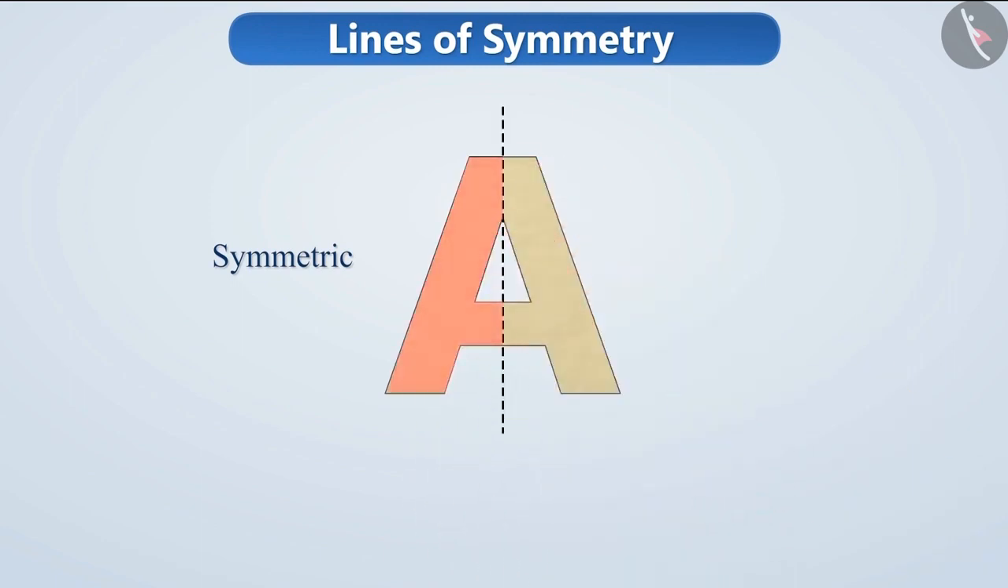Absolutely correct. If we keep the left half of it on the right half, then they are seen to overlap each other perfectly. This shows that they are reflections of each other. Therefore, we can say that the letter A is a symmetric letter.